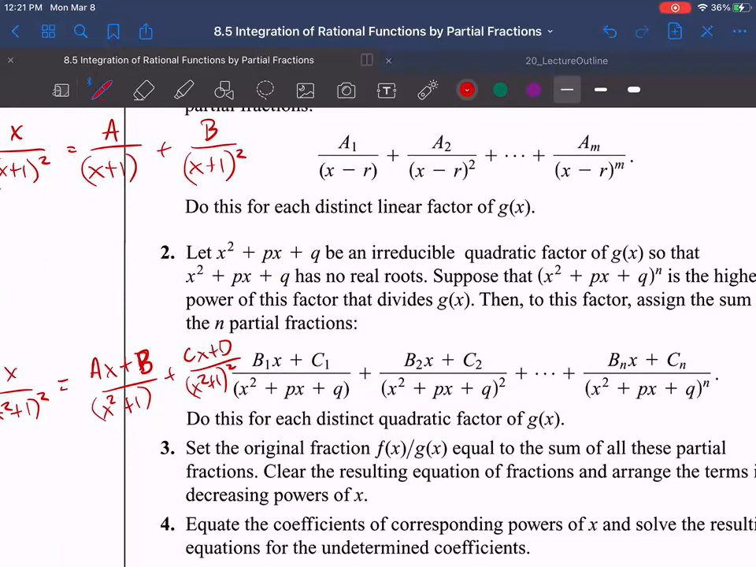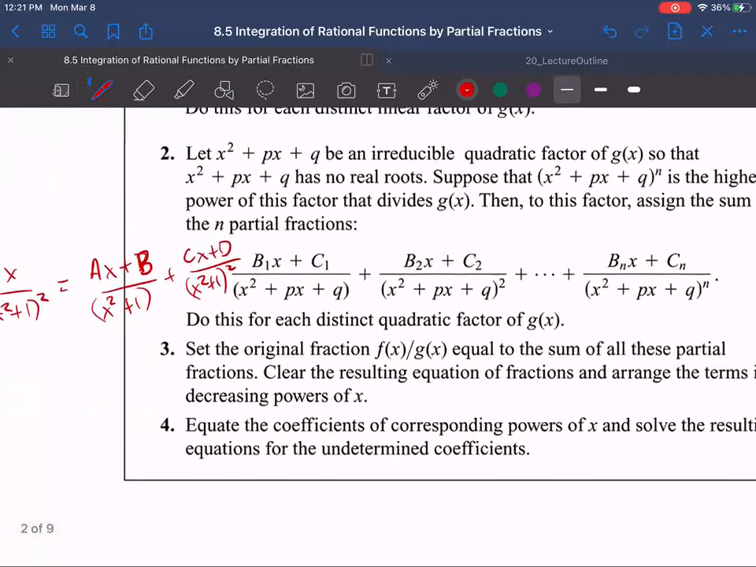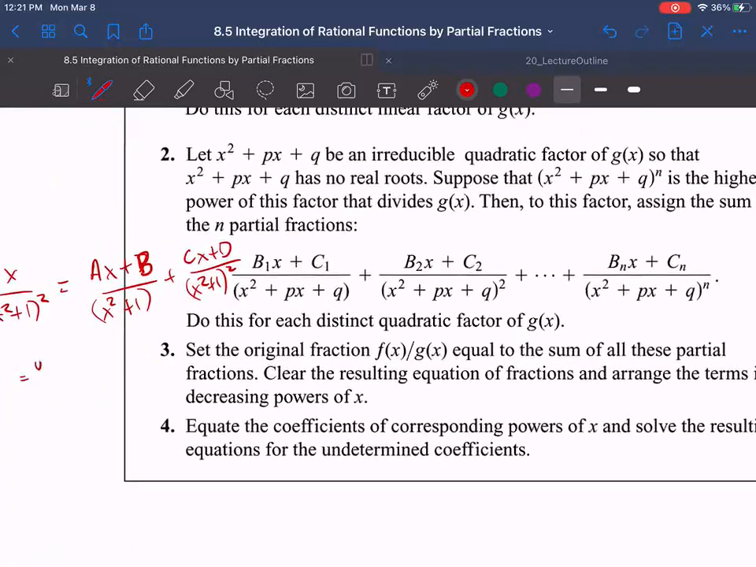It's up to you. If you wanted, you could make this equal smiley face x plus squiggly line over x squared plus 1, and sunshine x plus, I don't know, squid, over x squared plus 1 squared. It doesn't really matter. That's all I'm trying to say here. You can put whatever you want.